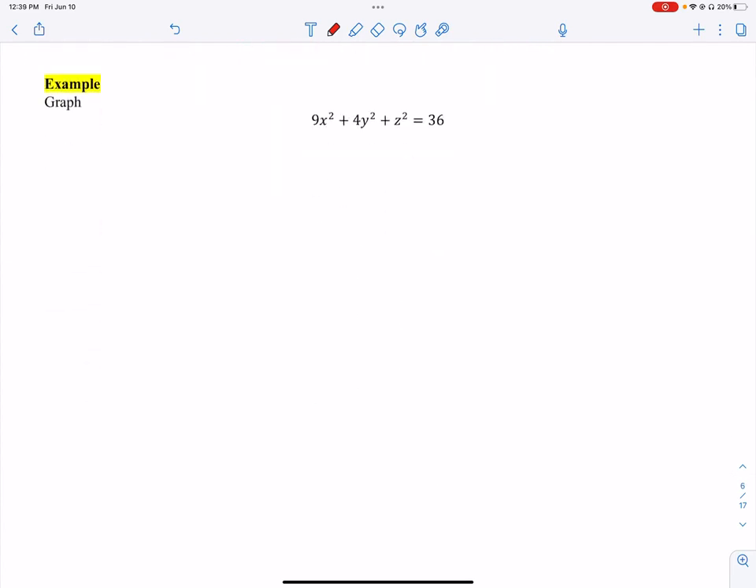All right, so here's our example. 9x squared plus 4y squared plus z squared equals 36. So the first thing I want to do is I want to identify the type. All right, well, I see that they are all positive.